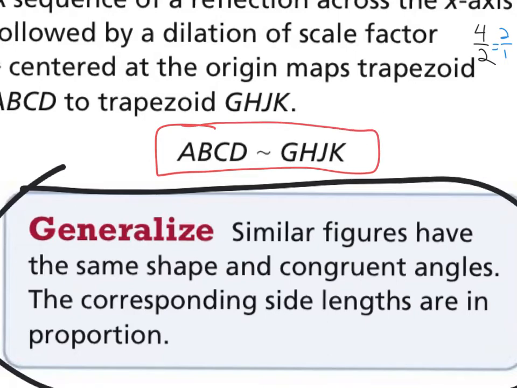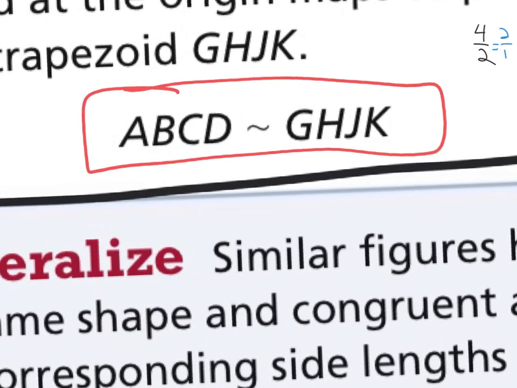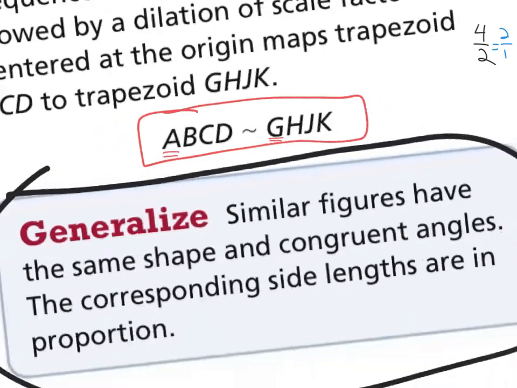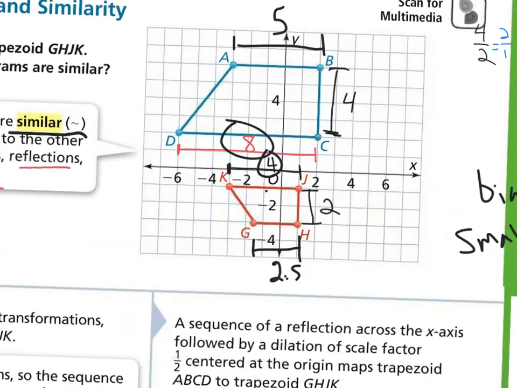So the similarity statement, we've got just this one little squiggly line in between these, and that says ABCD is similar to GHJK. And when we do that, it really actually matters where we put our letters. A is the first letter here, matches up with G. What that tells me is angle A and angle G have the same angle measure as each other.